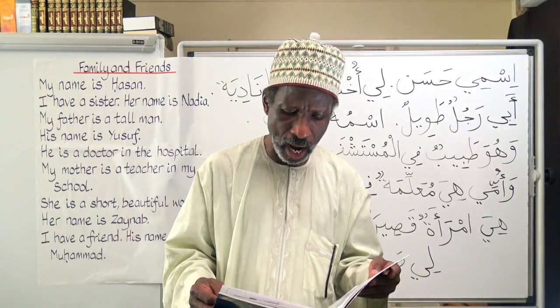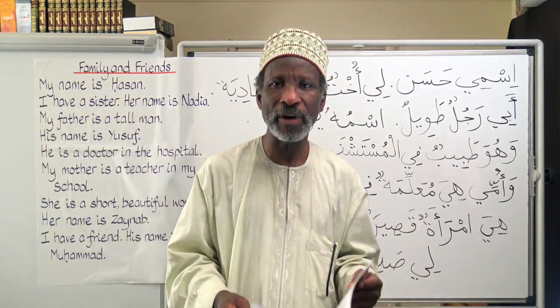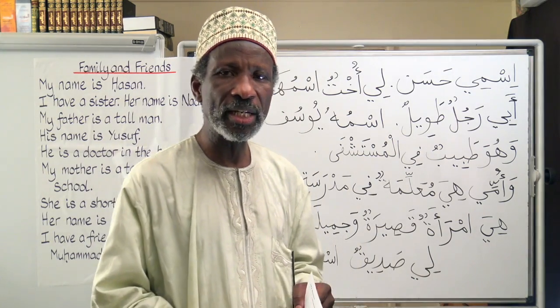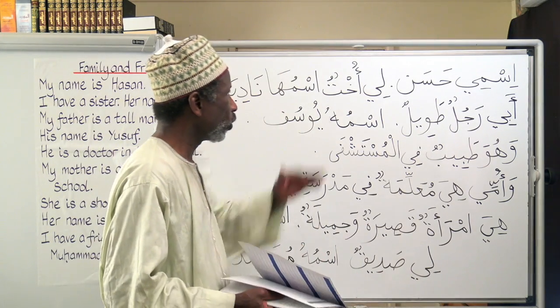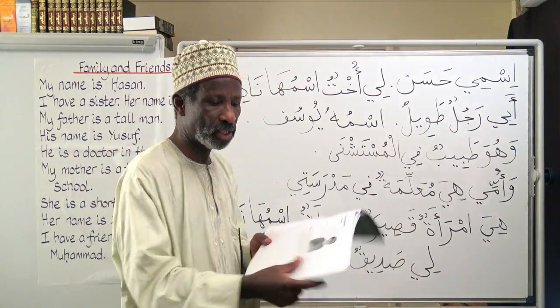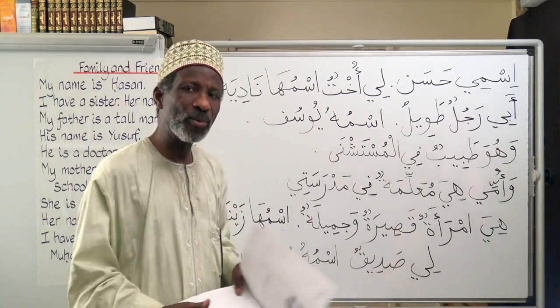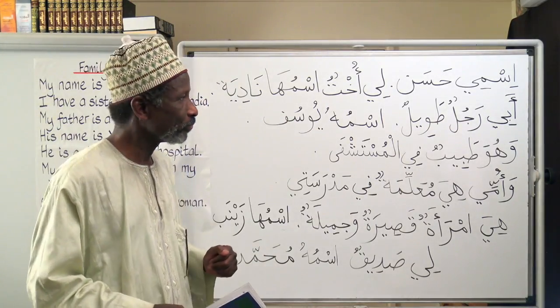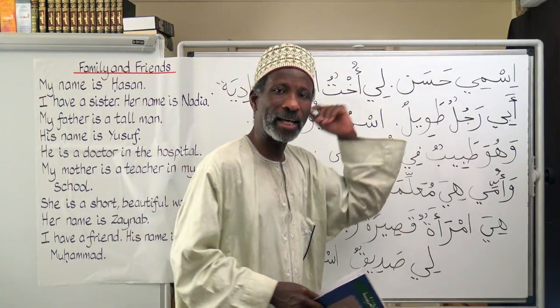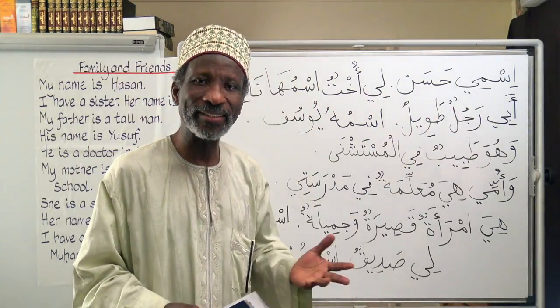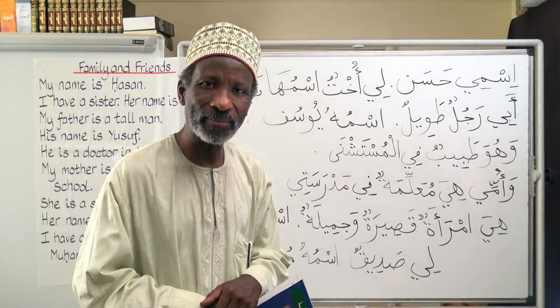Page 32, you have family and friends. What we need to do, first of all, is to look at this passage, which is on page 32, and see whether you can translate it. So, Ismi Hassan, that's easy. Ismi Hassan, my name is Hassan.